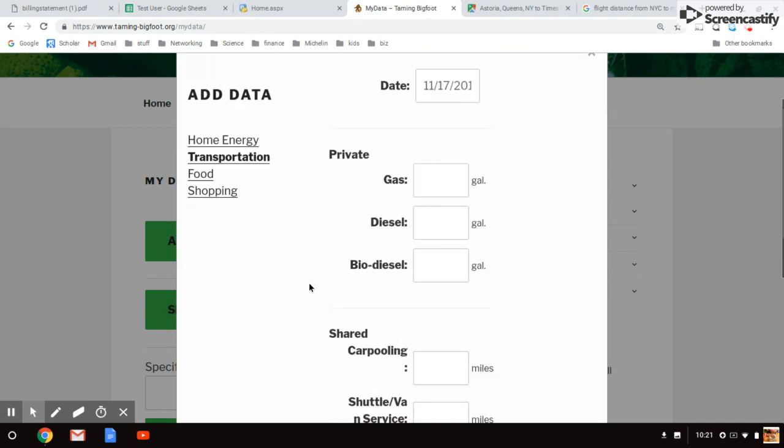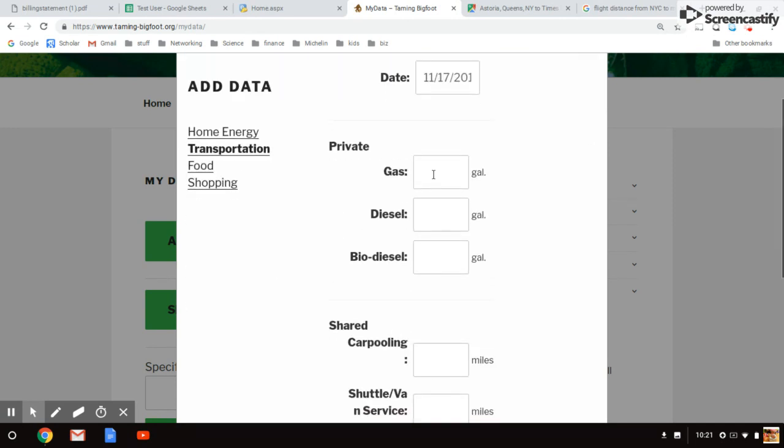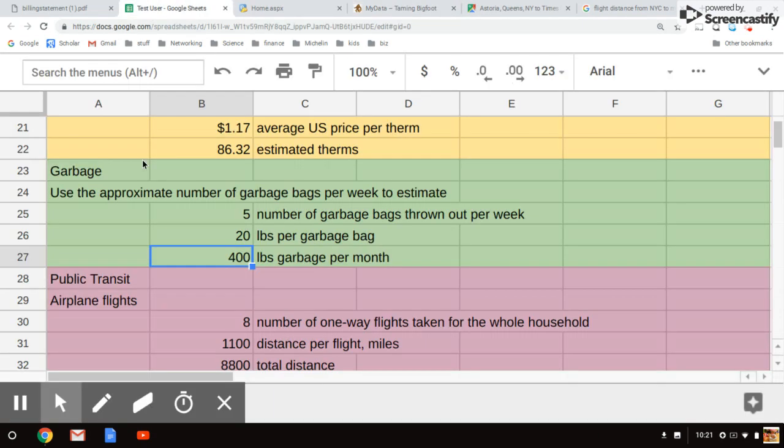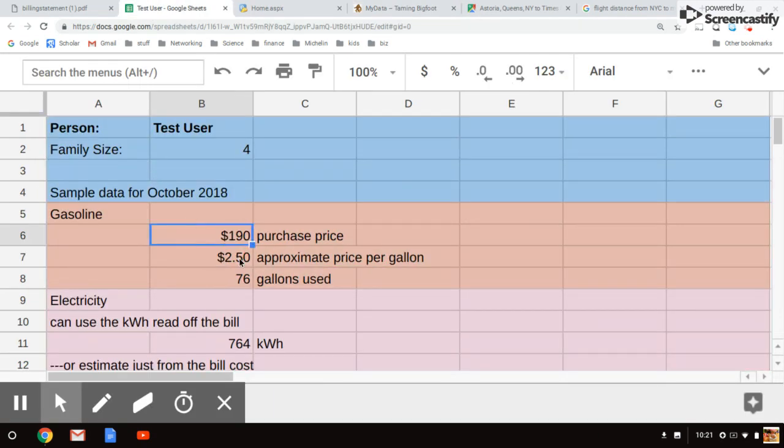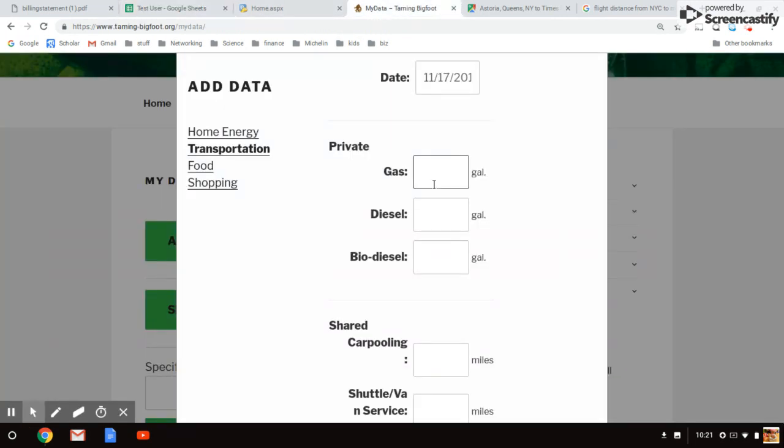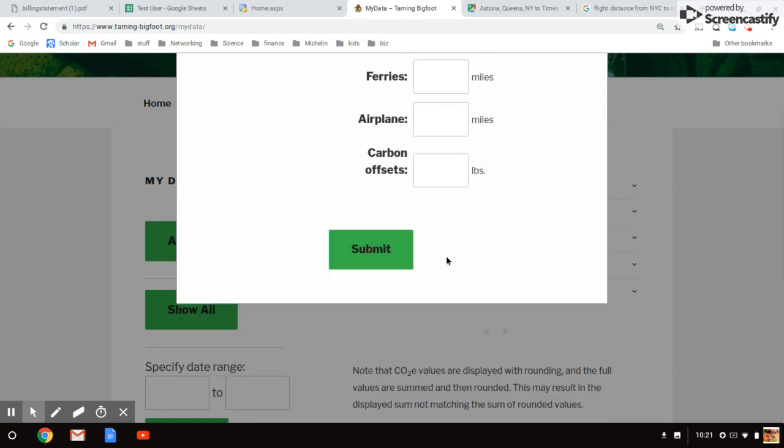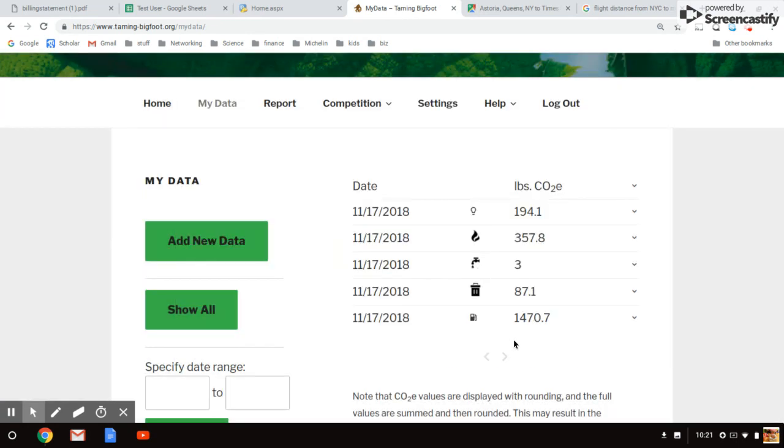Transportation. Okay, the car is fairly easy. If test user knows they spend $190 on gas and price is $2.50 per gallon, that's 76 gallons used. 76 gallons. Ooh, 1,400 pounds of CO2. Driving is a large contributor to our carbon footprint.